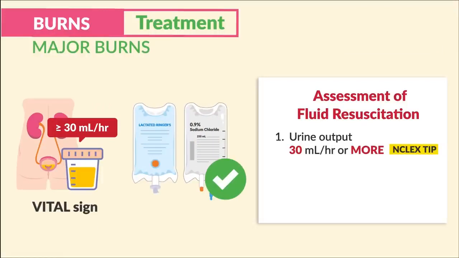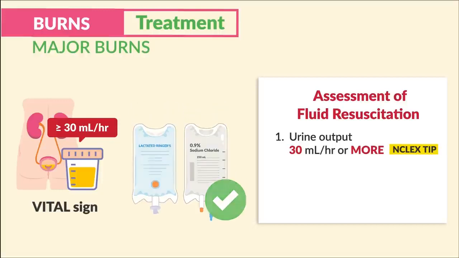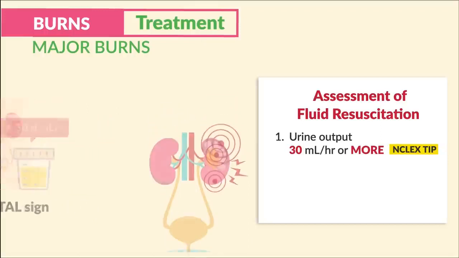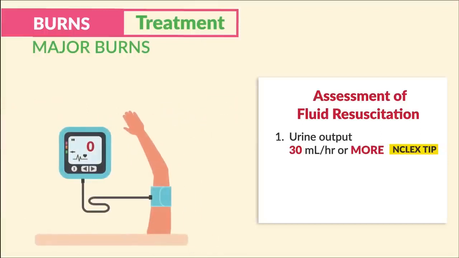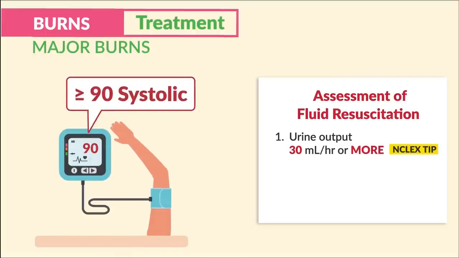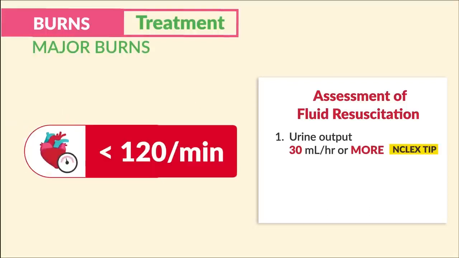Urine output is a vital sign that indicates fluid resuscitation has been effective. So that's why we say 30 mLs per hour or less means the kidneys are in distress. Now, the second key point of fluid resuscitation is blood pressure. So 90 systolic or more and a heart rate less than 120 beats per minute. This means that fluid resuscitation has been effective.